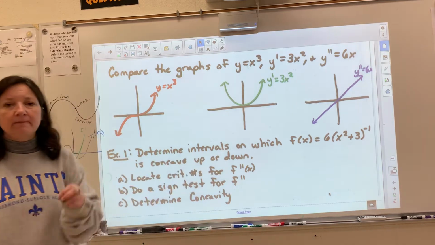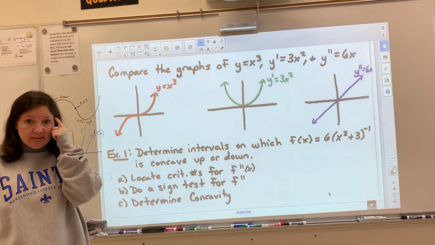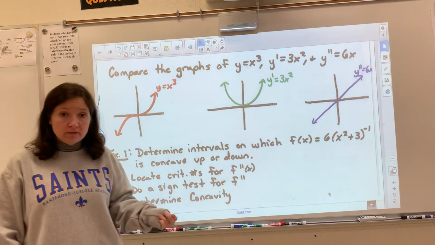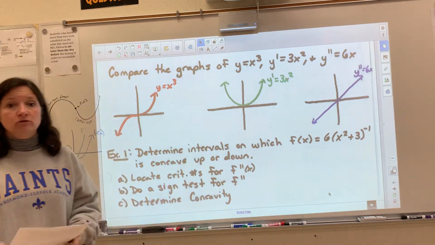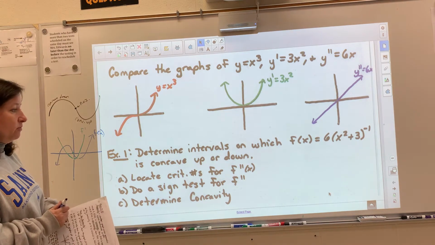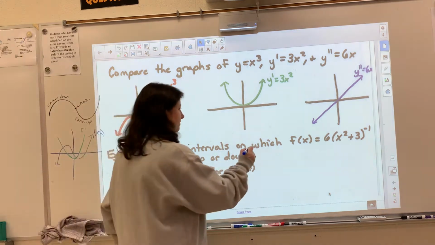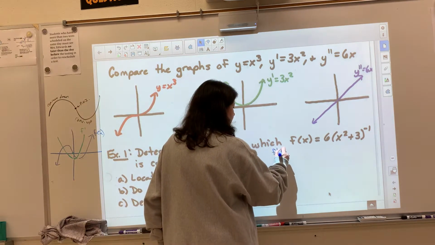When we're talking about concavity, second derivative should pop in your brain. When we're talking about slope, first derivative should pop in your brain. So we need to get the second derivative. Well, before we can get the second derivative, we need the first derivative. So let's get the first derivative.